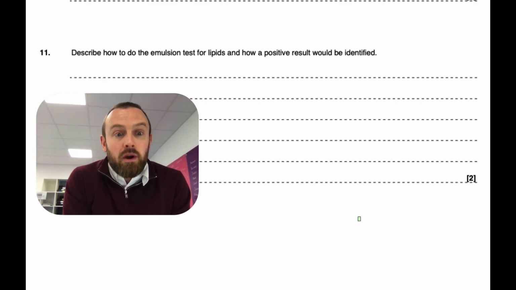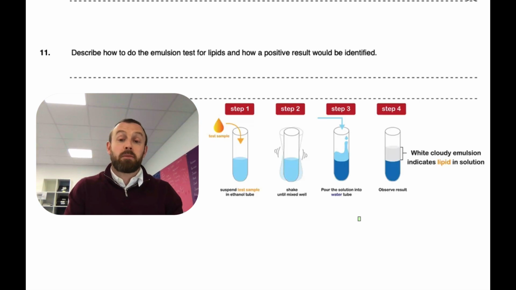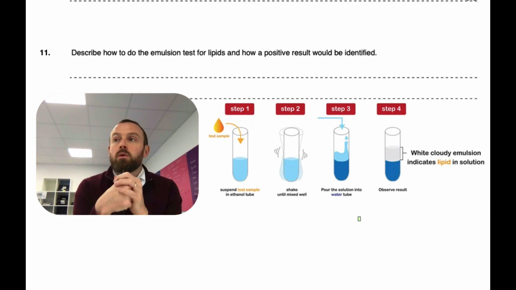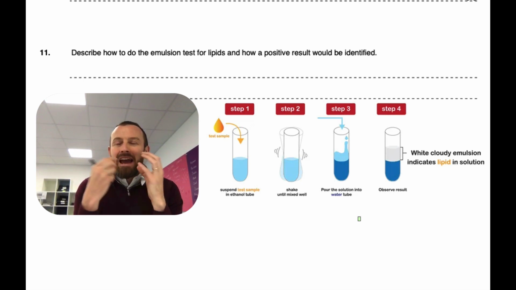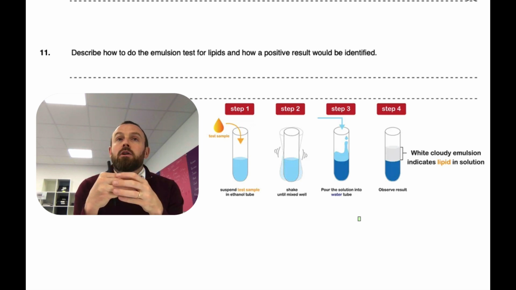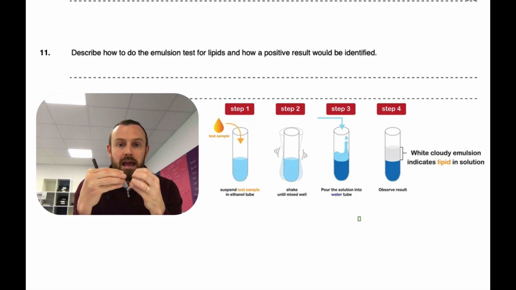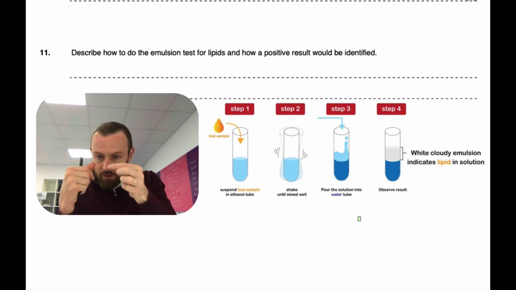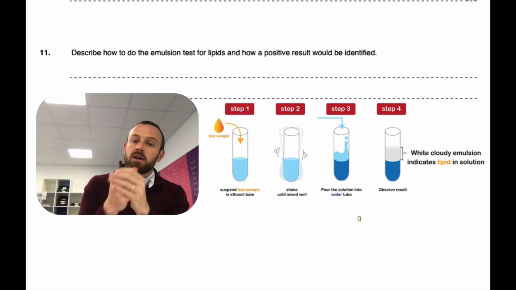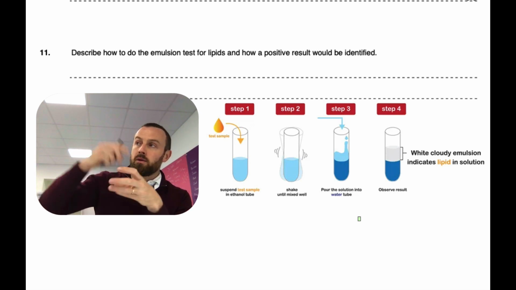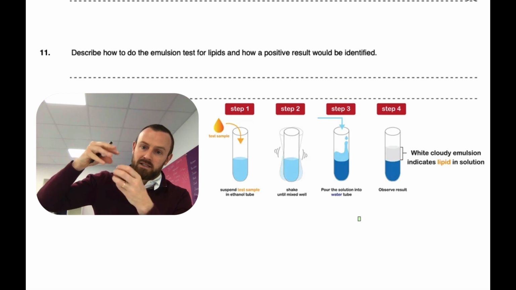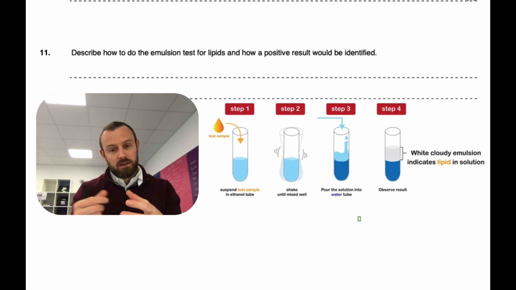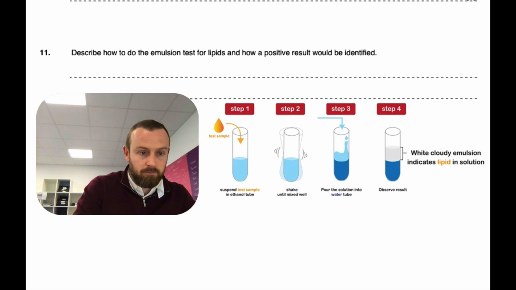Okay, next one, nice easy one here. Describe how to do the emulsion test for lipids and how a positive result would be identified. Well, here's a picture of it. Basically, you take your sample and you add ethanol. The reason behind it is the ethanol dissolves the fat. Fat is soluble in pure ethanol. Then you might filter it, and into that filtered ethanol, you add a few drops of water. Now, when that water goes in, the fat doesn't like the water, and it comes out of solution as a cloudy emulsion. So that's what we're looking for, the cloudy emulsion.